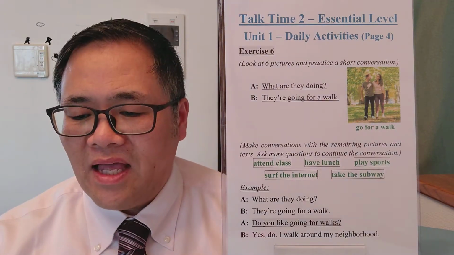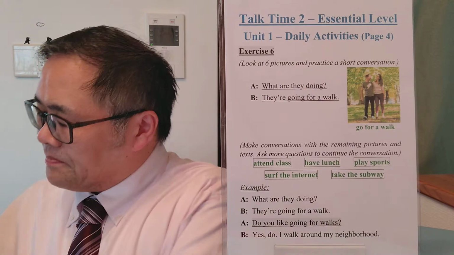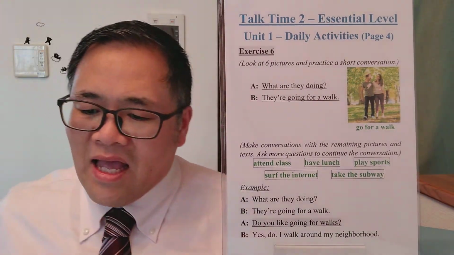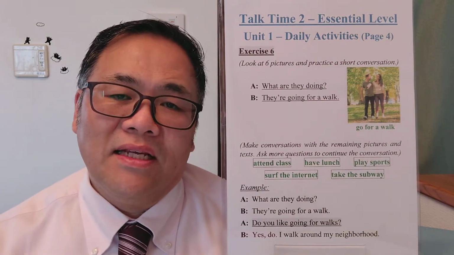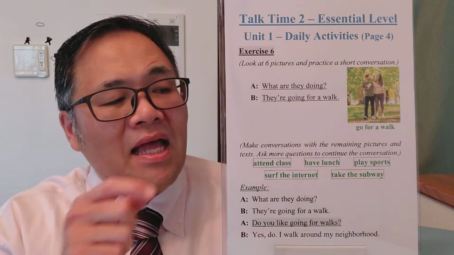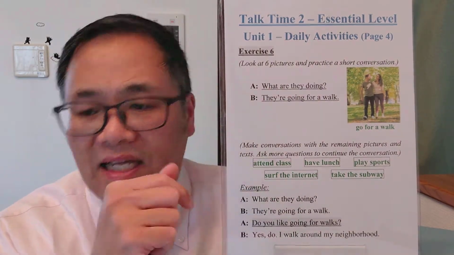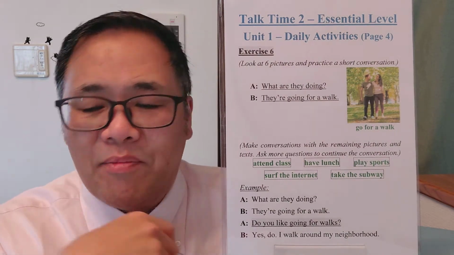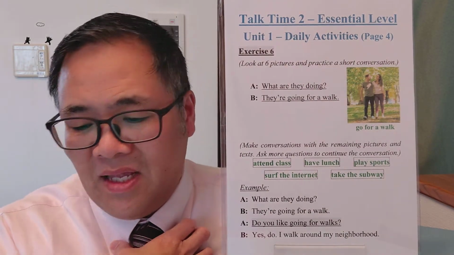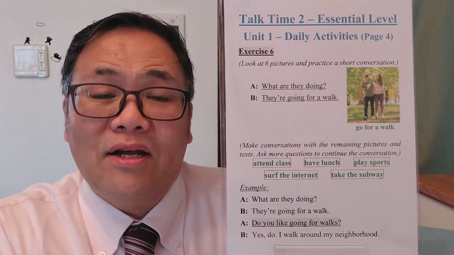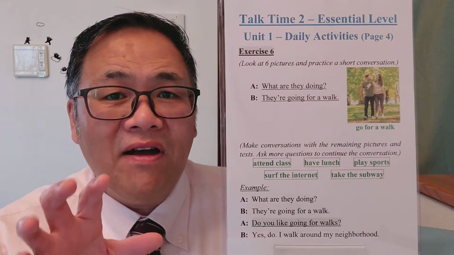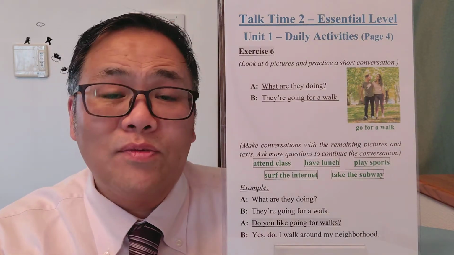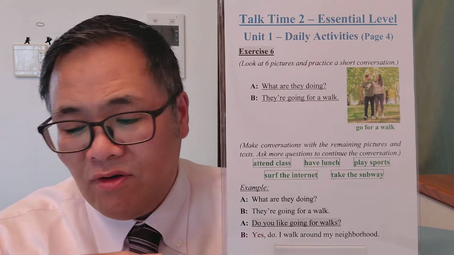on page 4. Here we have 6 pictures, as you can see. We look at these 6 pictures and practice a short conversation. As an example, we have this first picture here, go for a walk. There's a small conversation that you can practice. So what are they doing? And then you make a sentence: they are going for a walk. There are 5 other pictures, so try to make small conversations with those pictures as well.